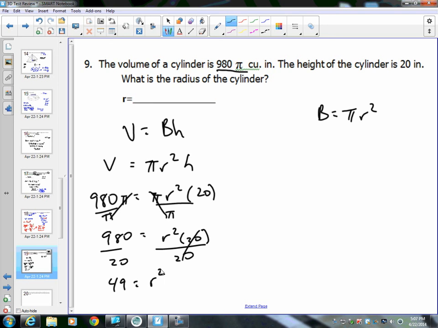Well, we don't want r squared. We want r. We want the radius by itself. So to get rid of squared, you take the square root. So we have r is equal to the square root of 49. So the radius, the square root of 49, is 7. That's going to be our radius. This is in inches, so the radius is 7 inches.